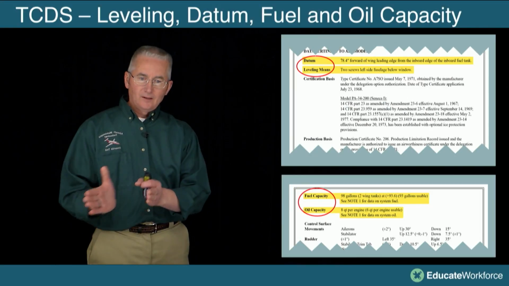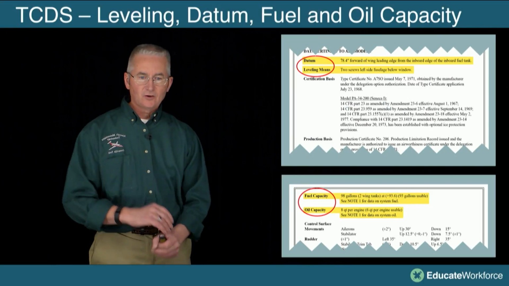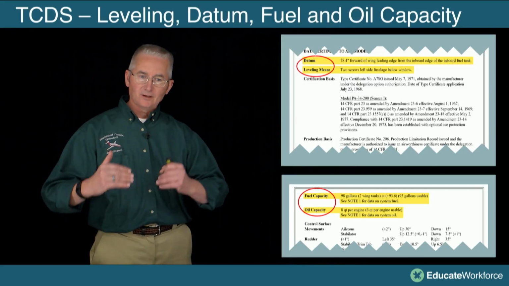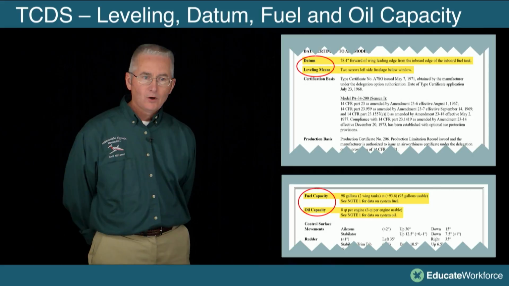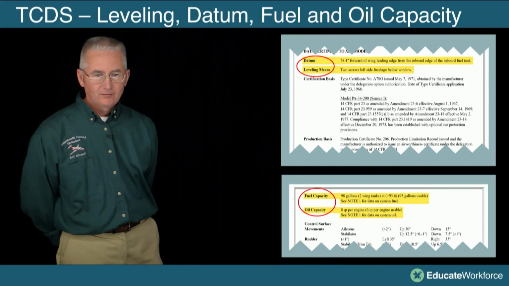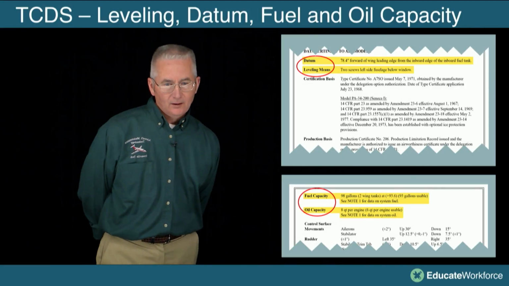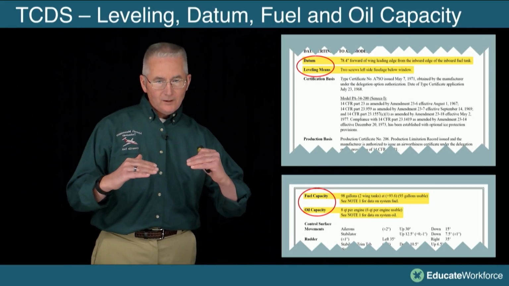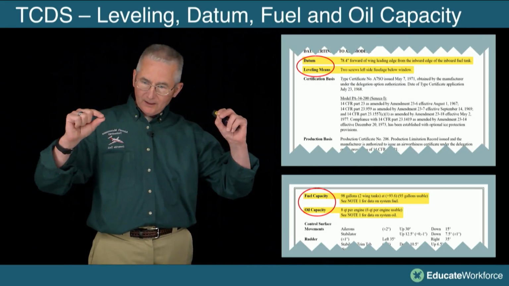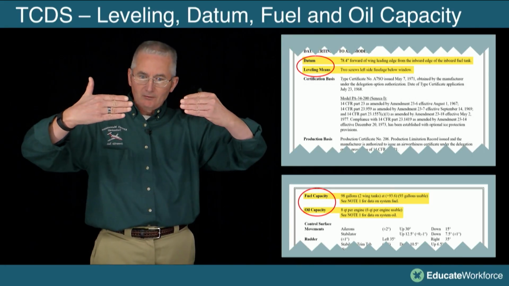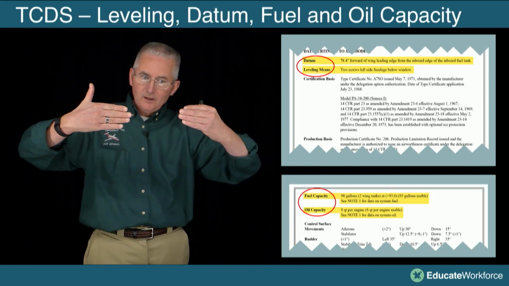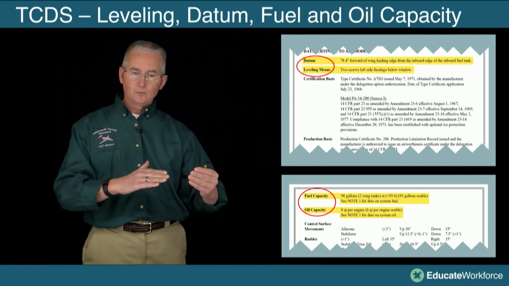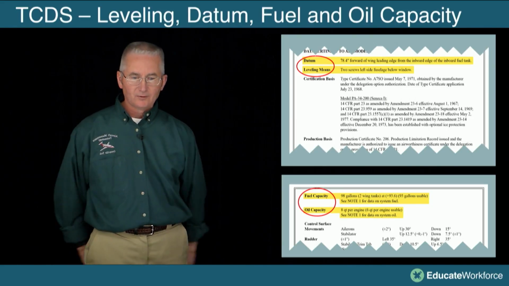The datum. The type certificate data sheet is going to tell us the datum, where it is. Then it's going to tell us the means of leveling. Where and how do we level the aircraft? For this particular aircraft, it's going to be the left side of the fuselage. Below the windows is where we're going to find a couple of screws, and we're going to put a spirit level on those two screws. We're going to get that aircraft level. We want it to be at the same attitude as it would be in flight. That's how we're going to level the aircraft.